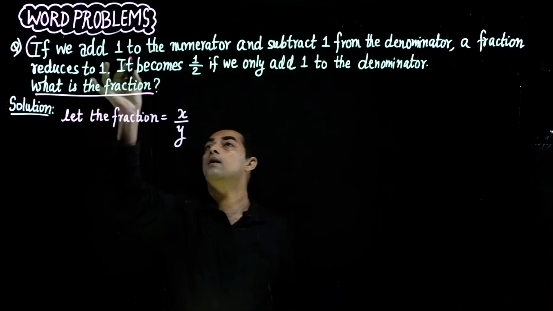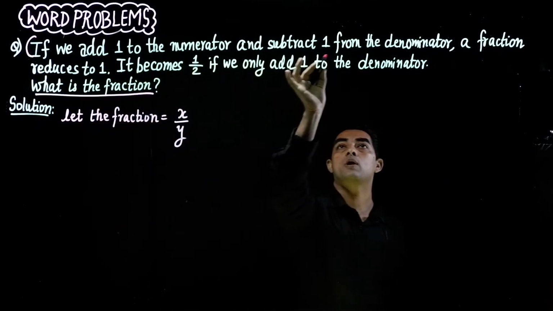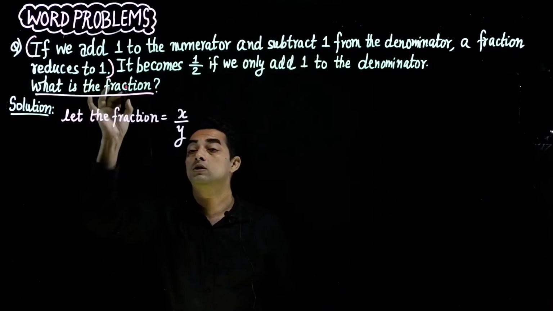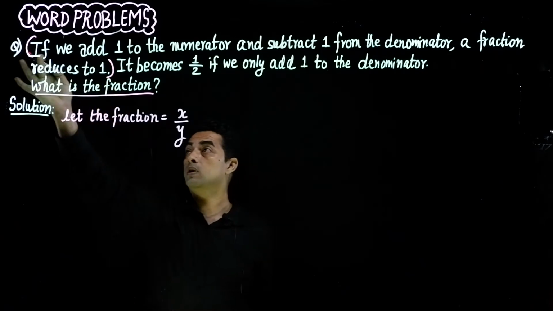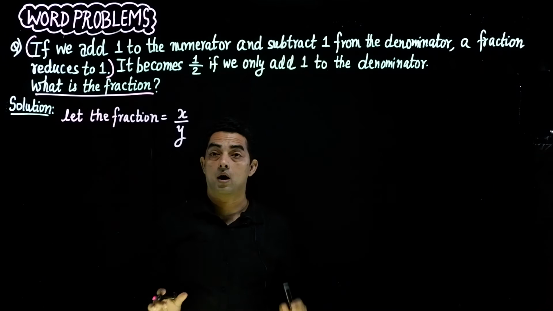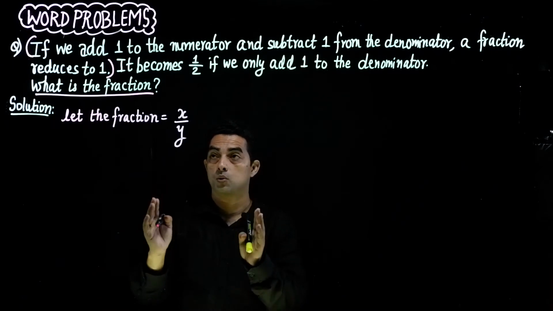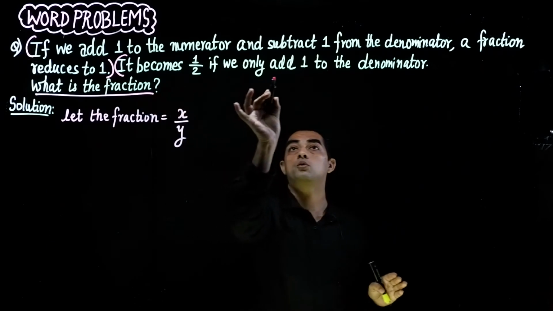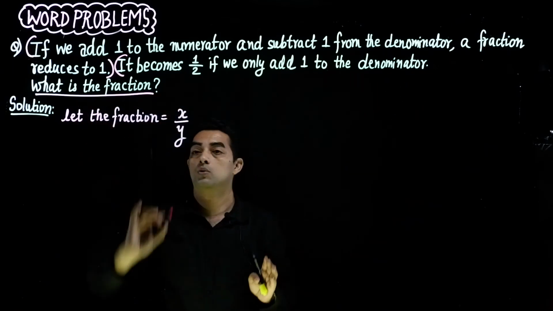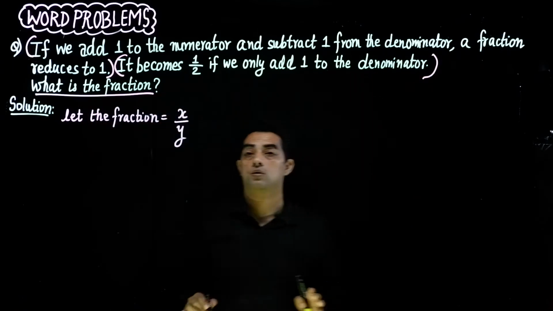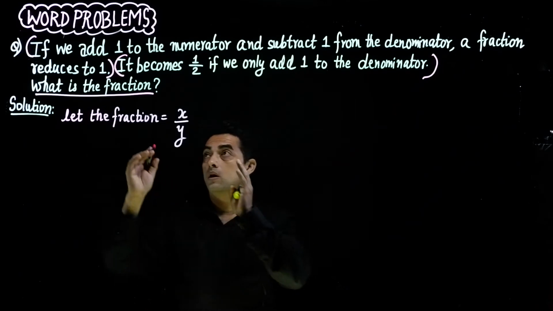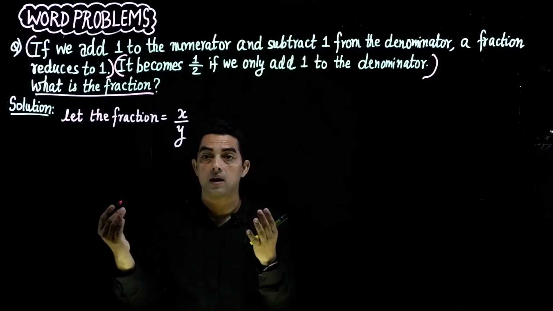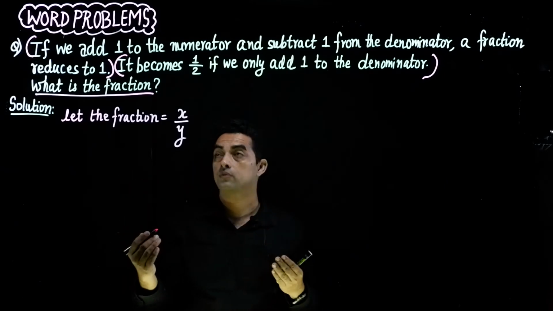If we add 1 to the numerator and subtract 1 from the denominator, the fraction reduces to 1. This is what I was talking about. From here to here, it talks about one particular situation, and then it says it becomes 1 over 2 if we only add 1 to the denominator. So this is the second part of the question. Let's now read the first part carefully and try to make a linear equation from that.